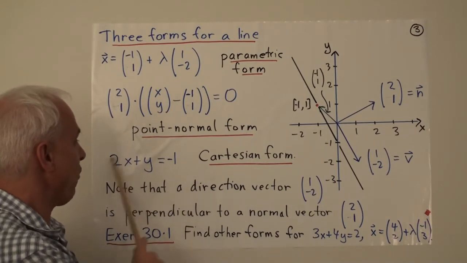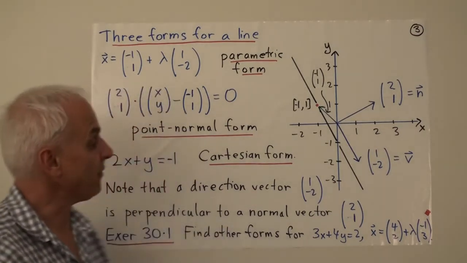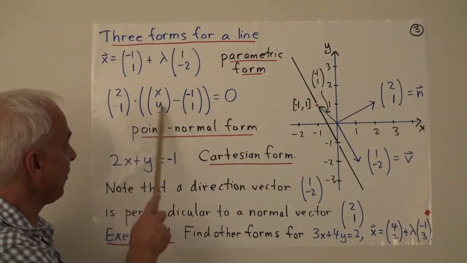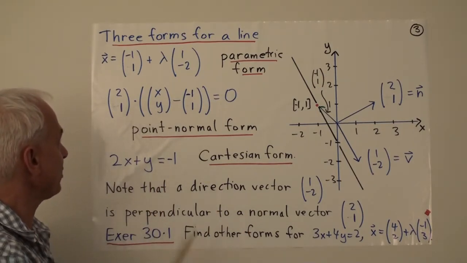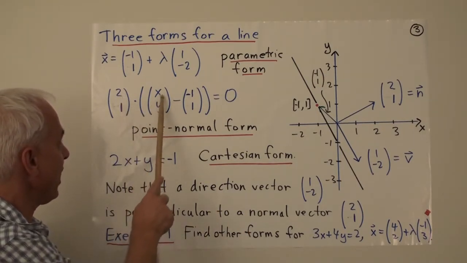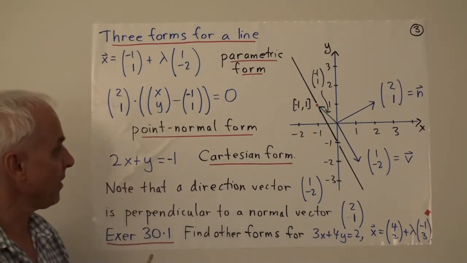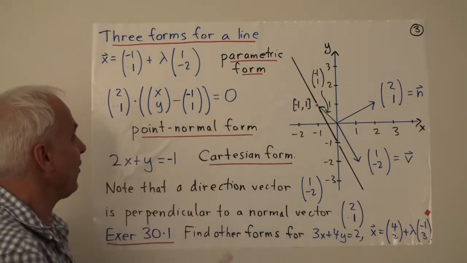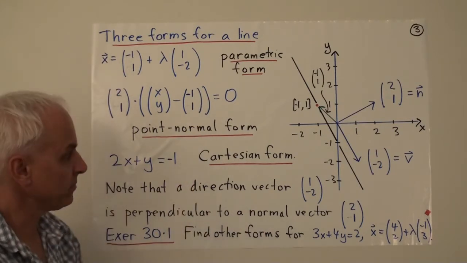And the Cartesian form for the line, the sort of familiar high school kind of formula, is 2x plus y equals -1. We can get that from this formula here by just expanding the dot product. (2, 1) dotted with (x, y) is 2x plus y. That's the left-hand side. And if we take the dot product of this vector and this vector to the right-hand side, we would get -2 plus 1, which is -1.